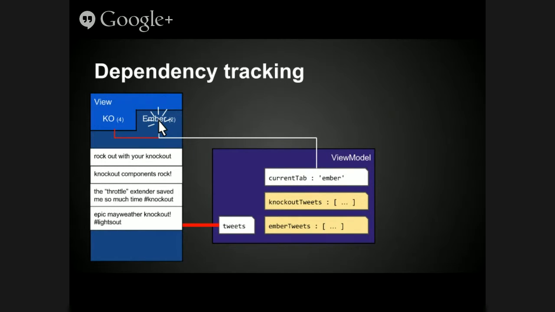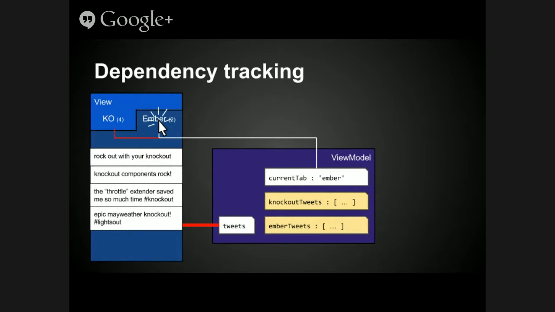There's a binding in Knockout called click, where when you click on something, it calls a function in your view model. And in this case, the hypothetical code goes in, it changes the value of current tab from Knockout to Ember. And then once that change happens, Knockout notifies all subscribers to that observable that the tab value has changed. Right. Sorry, I meant how the subscribers know.